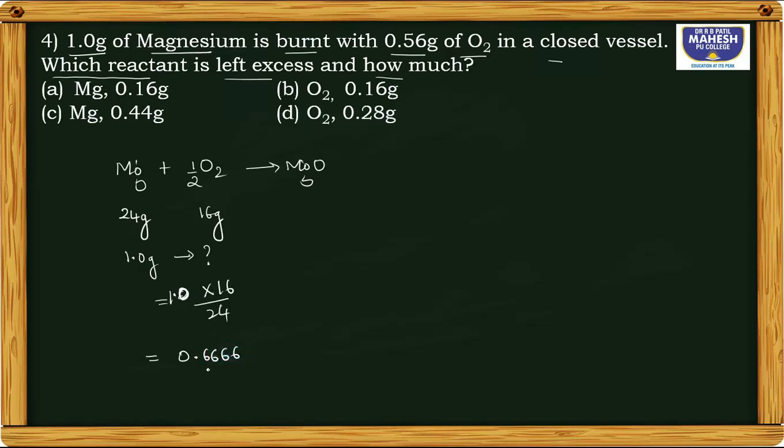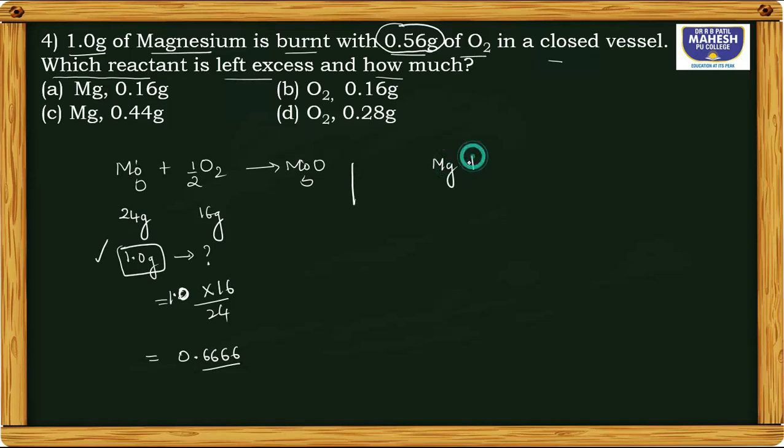To react with 1 gram of magnesium, the amount of oxygen required is 0.66, but what is given is 0.56. That indicates that oxygen is the limiting reagent. Then which one is in excess? It is magnesium, the reagent present in excess. So how do we find out how much of it is going to react?